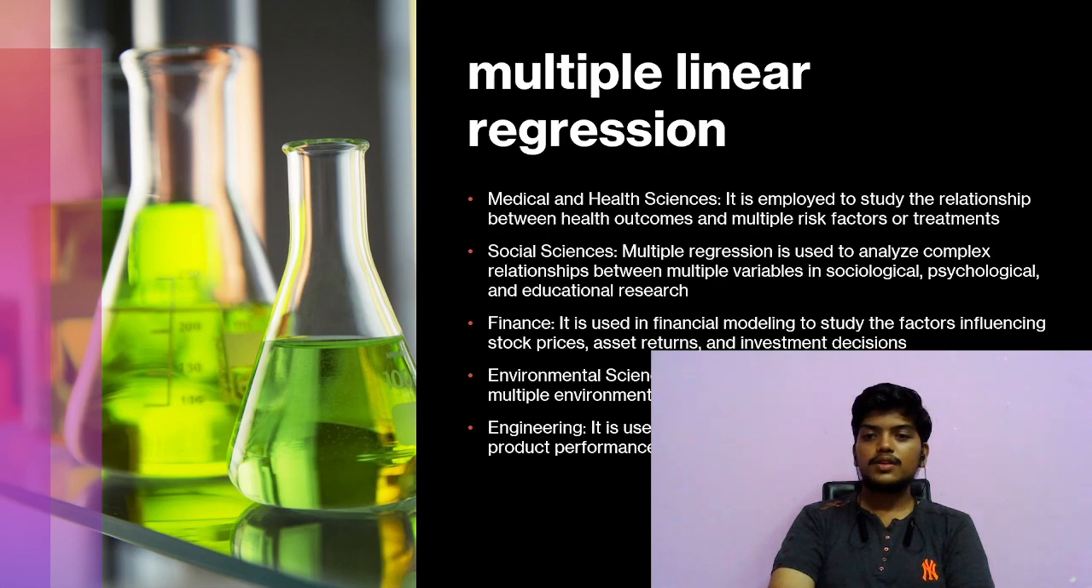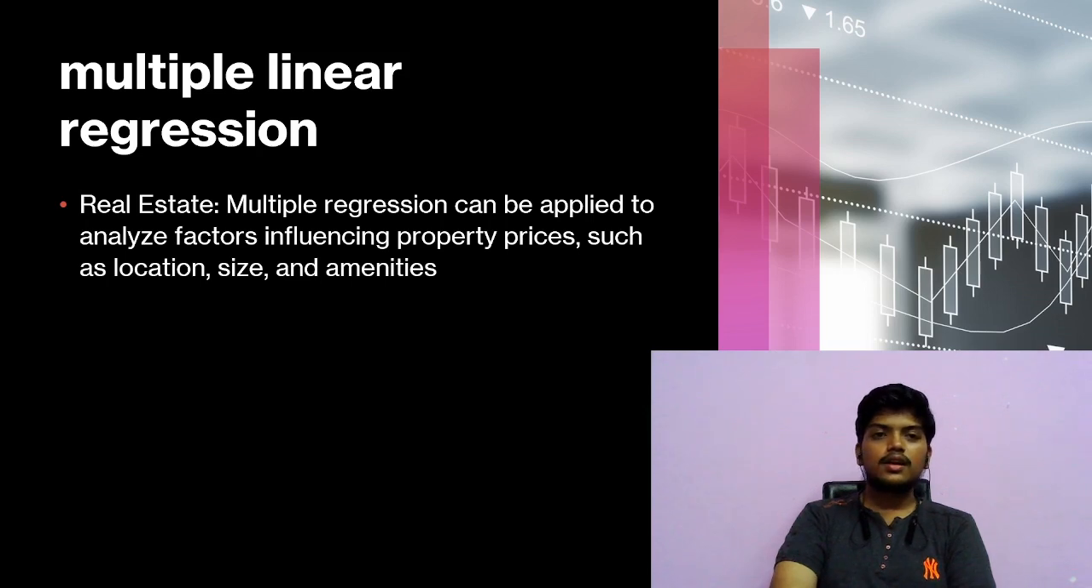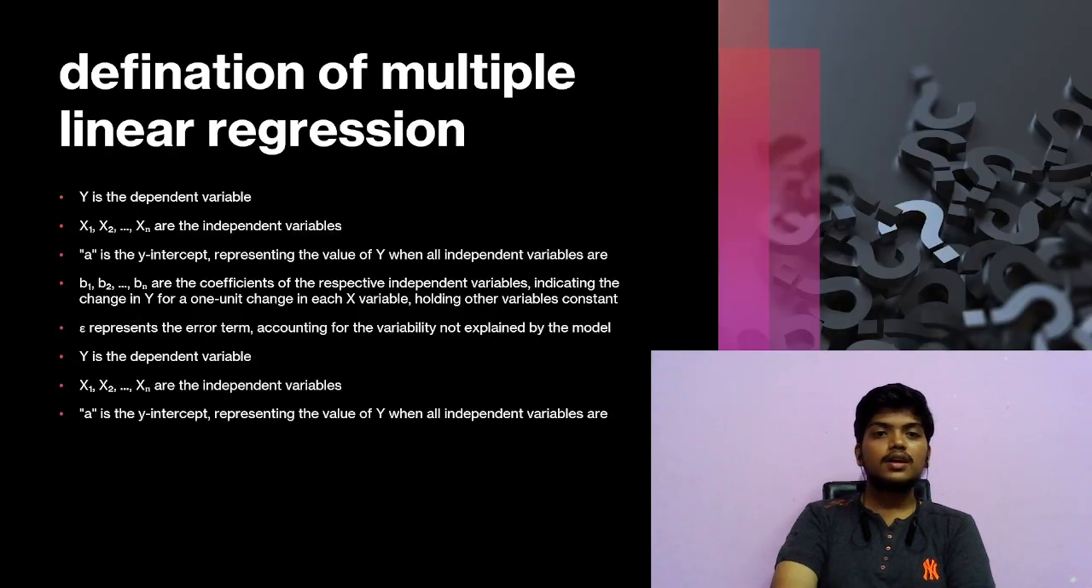Finance uses it to study the factors influencing stock price, asset returns, and investment decisions. Environmental science helps analyze the impact of multiple environmental factors on ecological systems or human health. Engineering uses it to study how various engineering factors affect product performance, process optimization, and design. Multiple linear regression is also used in real estate. Multiple regression can be applied to analyze factors influencing property prices, such as location, size, and amenities.